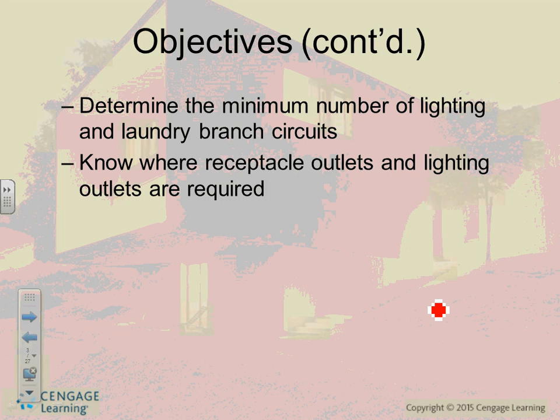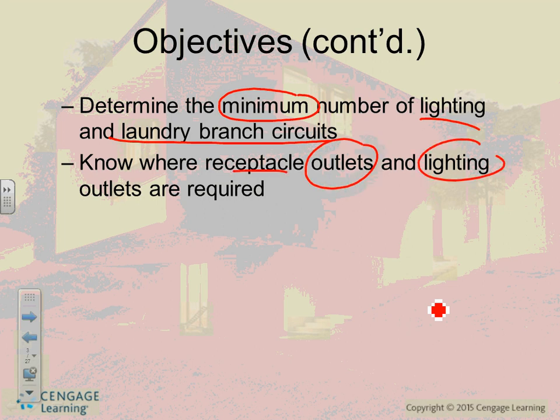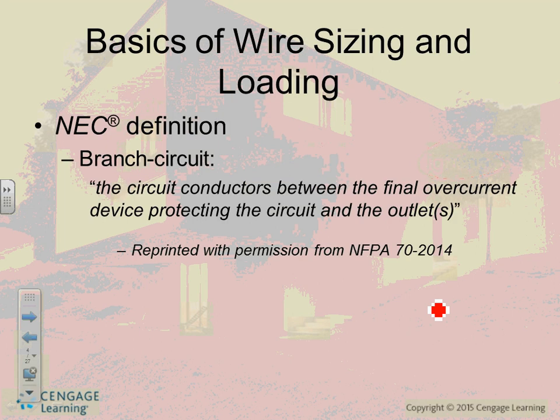We need to also talk about the minimum. The maximum is always the sky. The minimum number of lighting, laundry, and kitchen branch circuits and what not, and the outlets in terms of receptacle outlets and lighting outlets: how many receptacle and lighting outlets you need in one house. All right, let's start with the branch circuit. You guys know what a branch circuit is, right? We just talked about it.